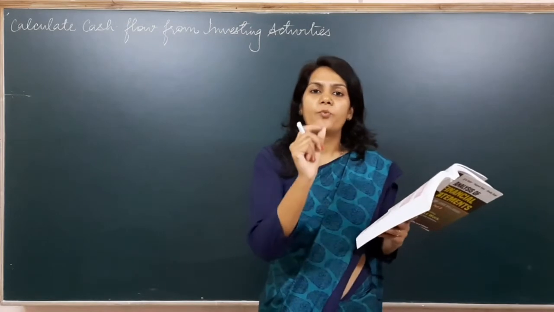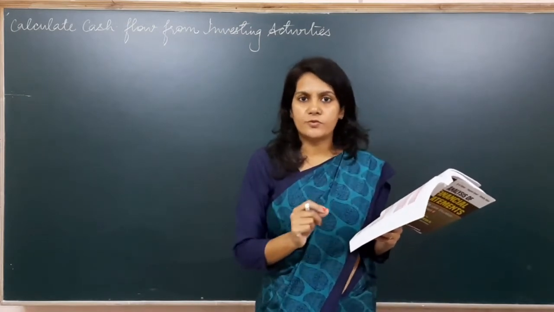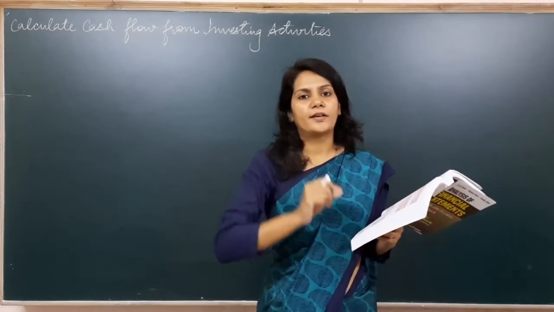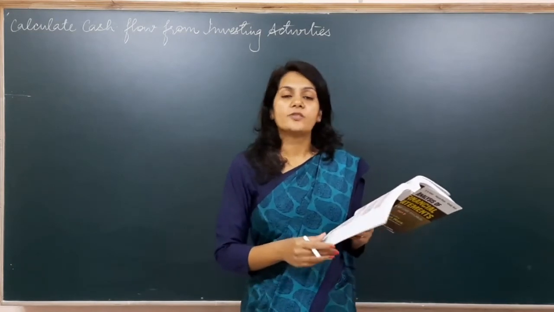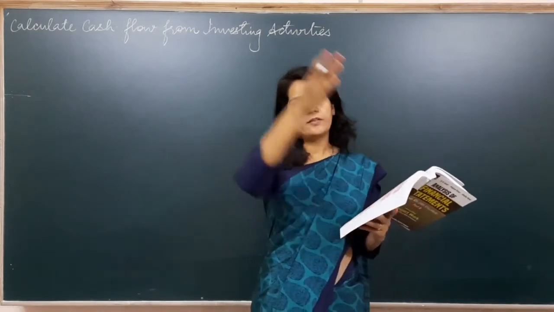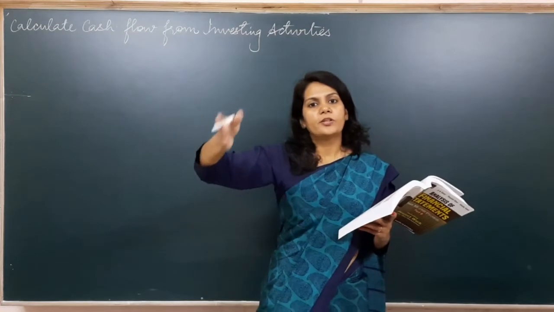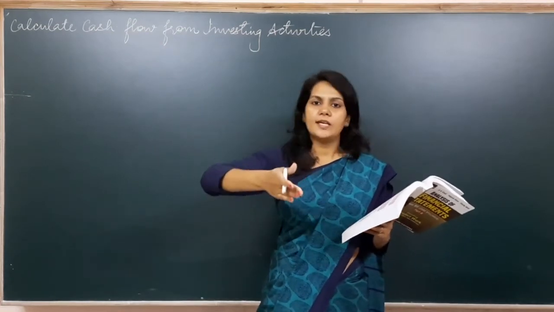As I told you in operating activities also, first of all we have to check our current year and previous year. Here 2015 is written first and then followed by 2014. So here 14 is the previous year and 15 is the current year.